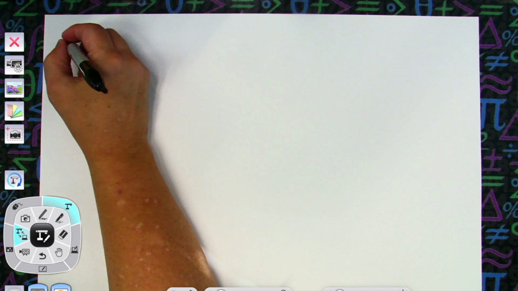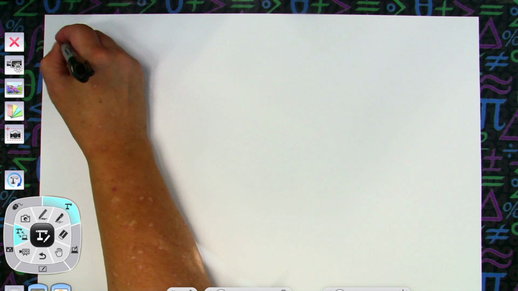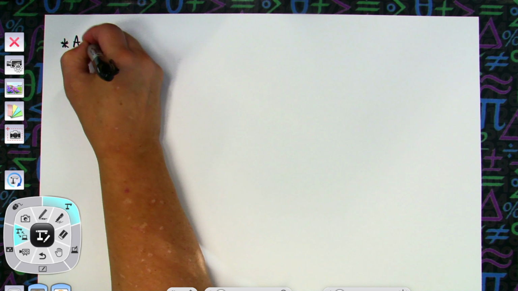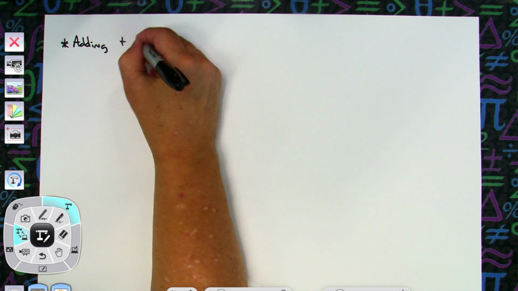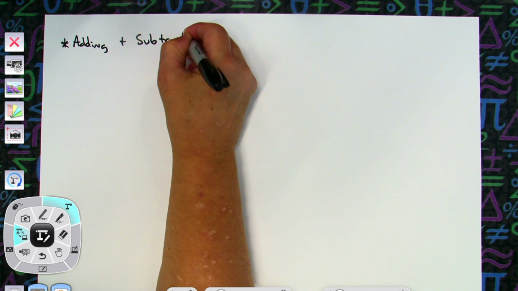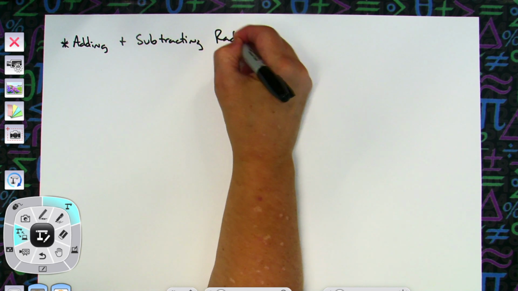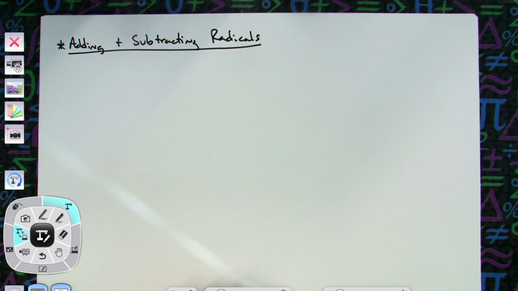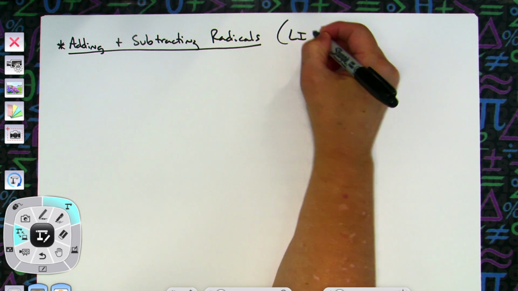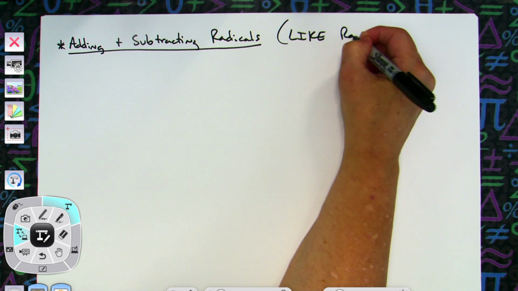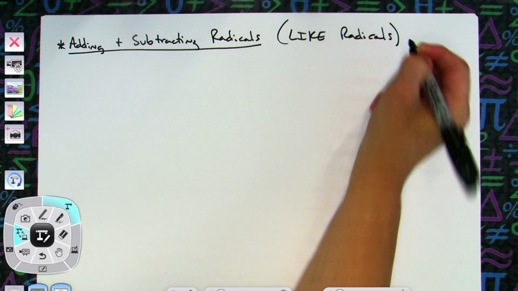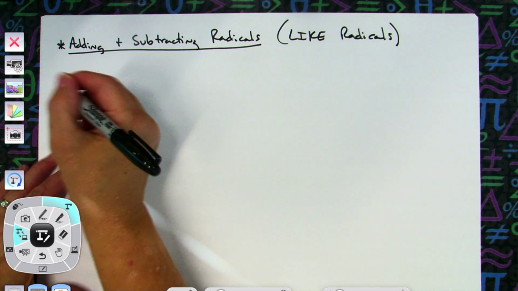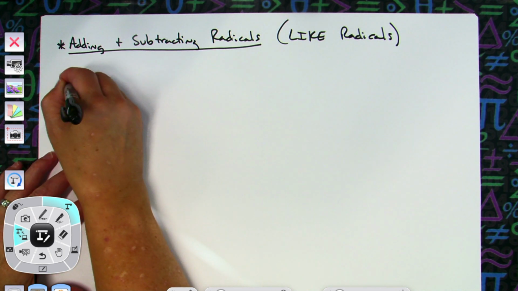All right, so adding and subtracting radicals. Whenever you add or subtract, it's almost like adding and subtracting like terms. You have to have like radicals. So I'm just going to write down like radicals. Since this is a review, they'll give you a couple where the radicals are already alike.